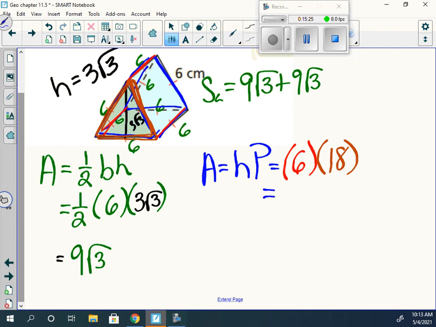And at this point here, we can do 6 times 18, and we can do that straight in the calculator. And 6 times 18 is? So the area of all the sides of it is 108. Any questions on this here? Well, we'll have to add that to our two others.